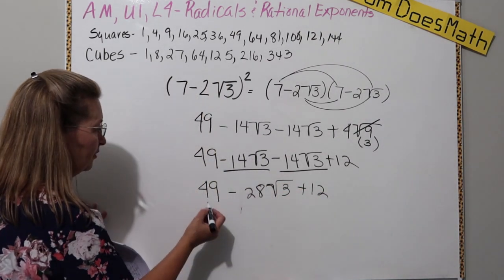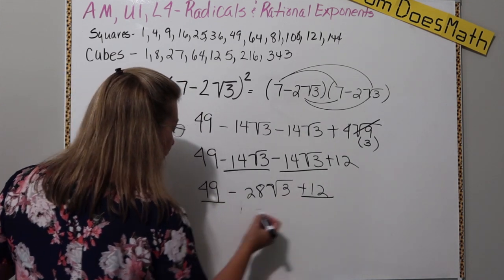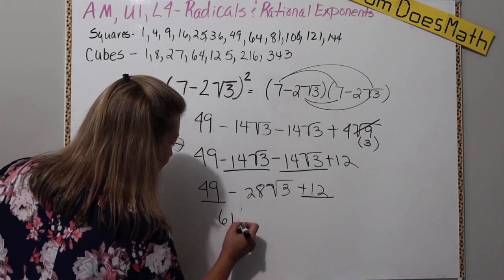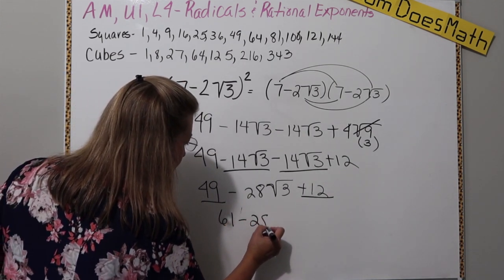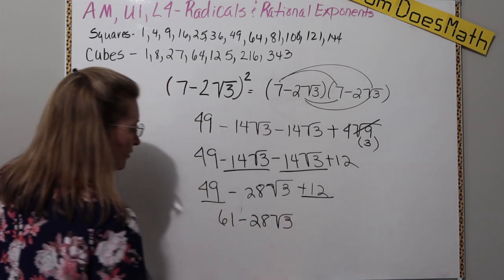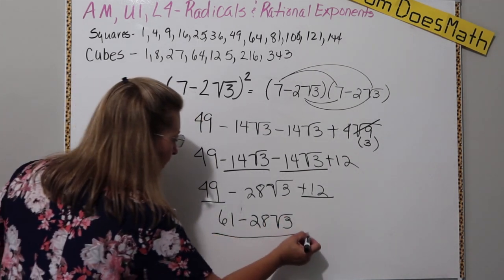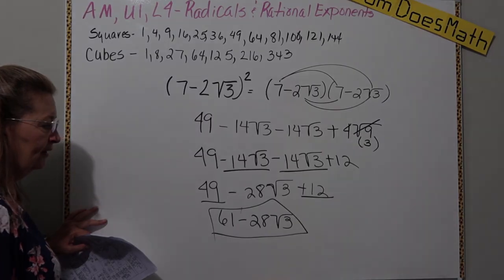Alright, now what else can I combine? 49 and 12 would give me 61 minus 28 square root of 3. Okay, and that's going to be your final answer.